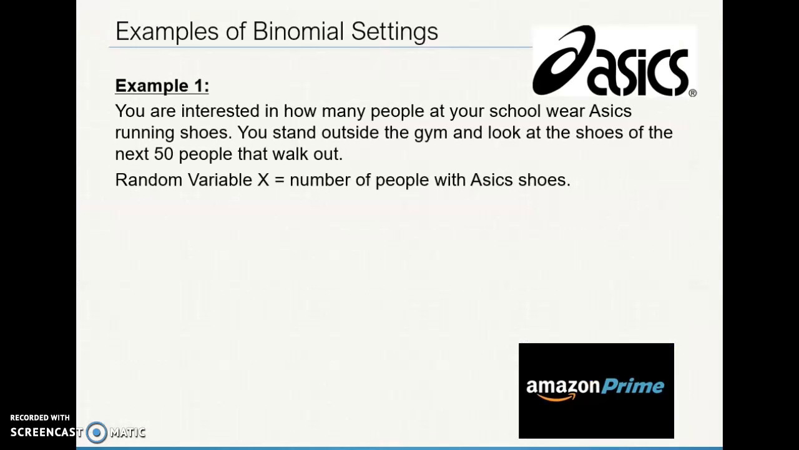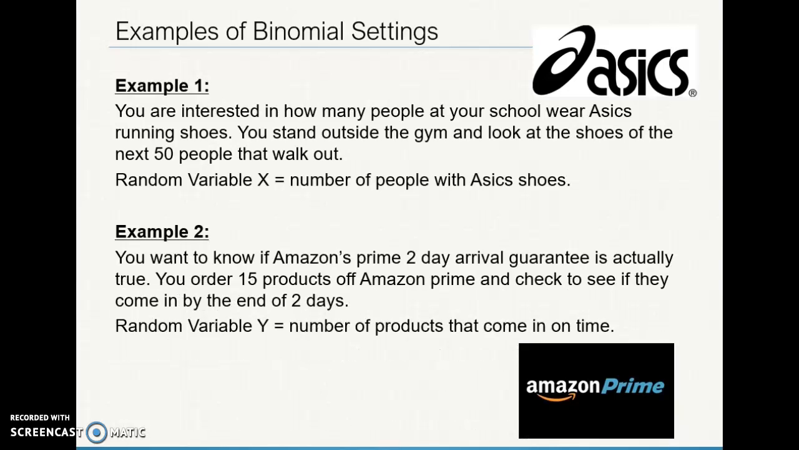All right, so here's some examples of some binomial settings. So take a look at the first one. You're interested in how many people at your school wear Asics running shoes. Woohoo! You stand outside the gym and look at the shoes of the next 50 people that walk out. Notice how we've defined X to be the number of people with Asics shoes. So let's take a look and see how this satisfies BINS or does not satisfy BINS.